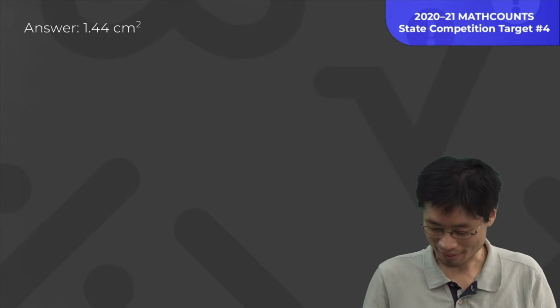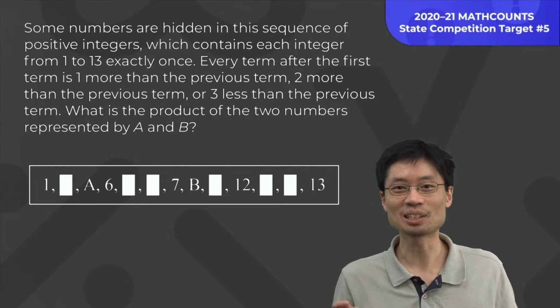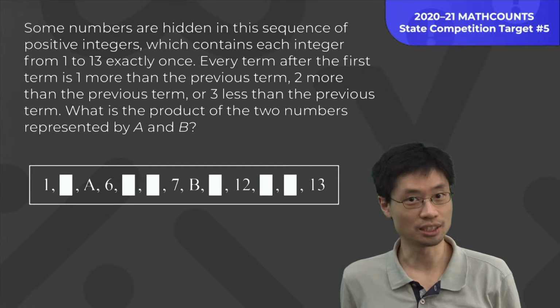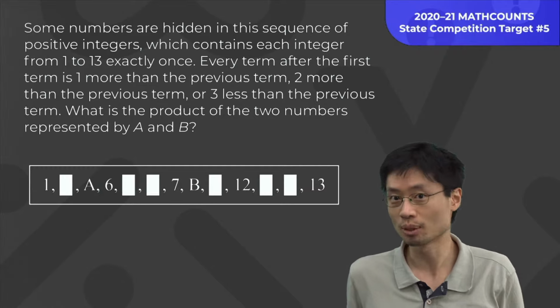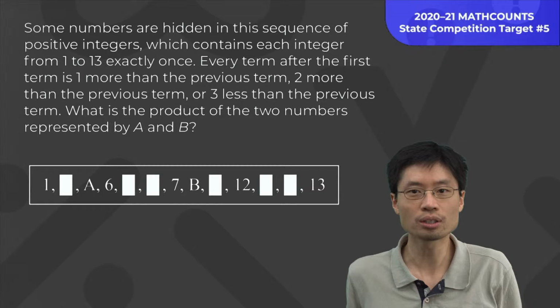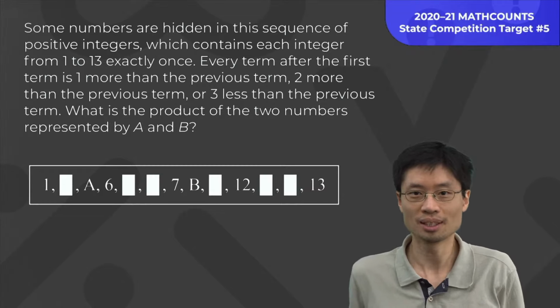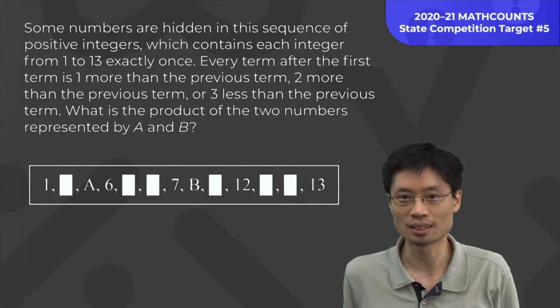Next question. Question 5. Hopefully we won't need a calculator. Some numbers are hidden in this sequence of positive integers, which contains each integer from 1 to 13 exactly once. Every term after the first term is 1 more than the previous term, 2 more than the previous term, or 3 less than the previous term. Ooh, tricky. What is the product of the two numbers represented by A and B?